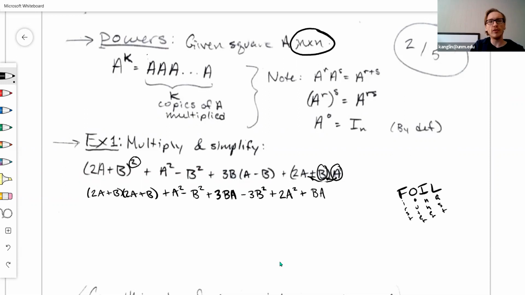For example, first times first would give me 4AA, which is just 4A squared. Outer with outer would give me 2AB. A stays to the left of B. Inner times inner gives me 2BA. B stays to the left of A. I'm freely moving that scalar 2 around wherever I please, but the A and the B need to remain in a specific order. And finally, last with last gives me B squared.